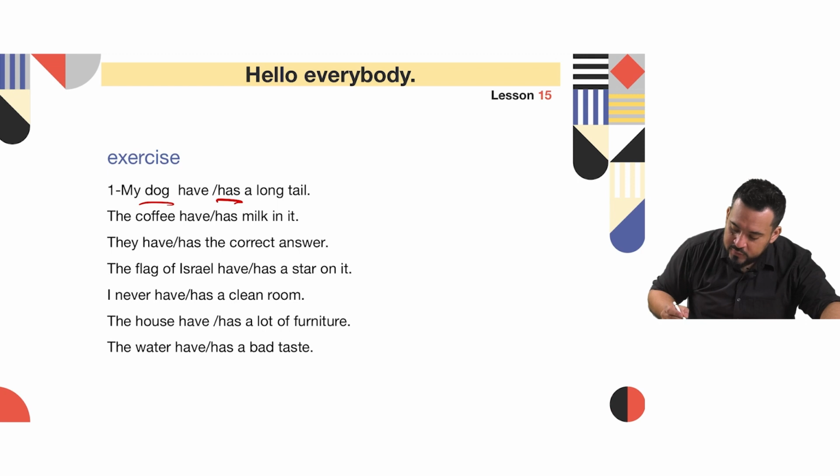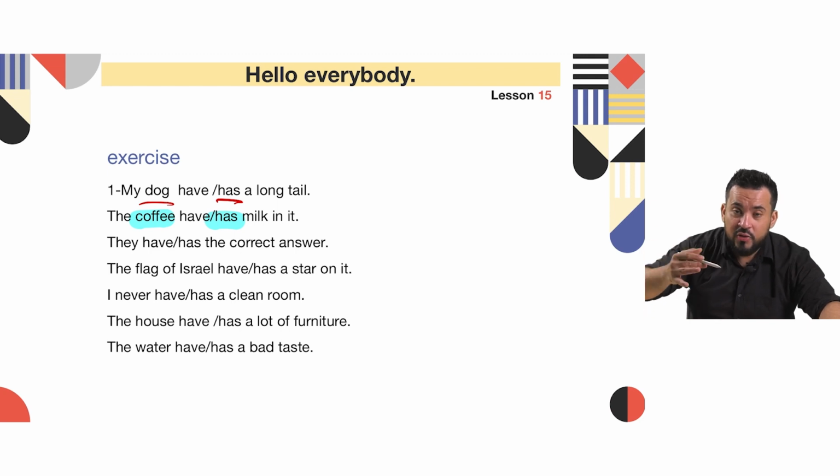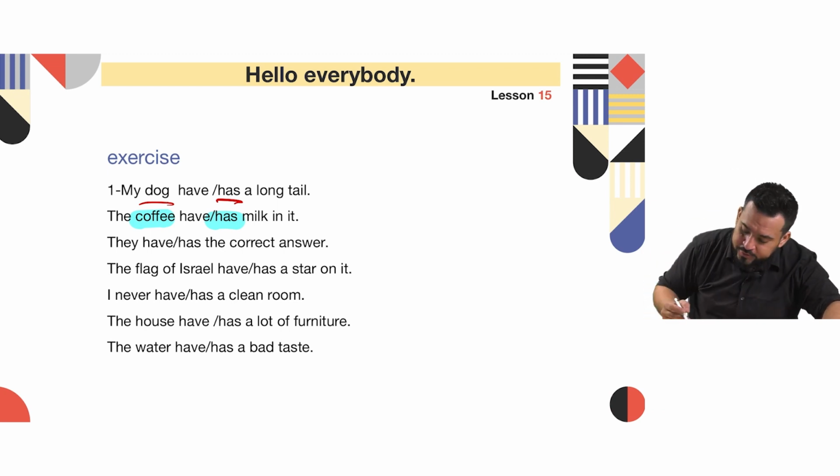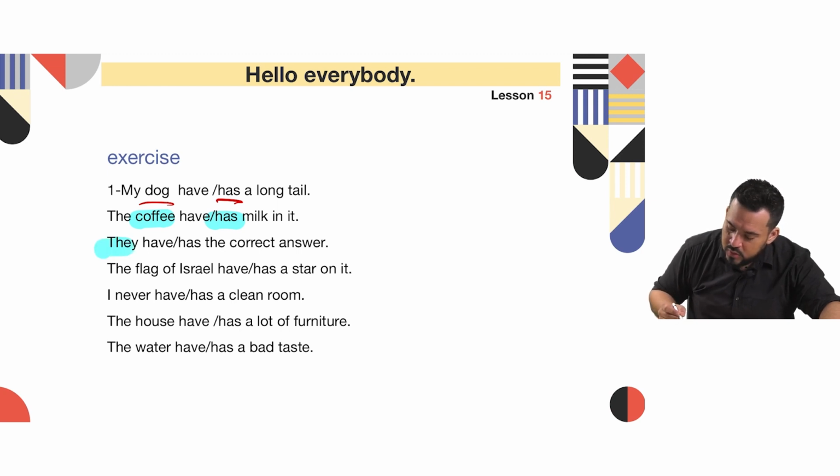The coffee have or has milk in it? The coffee has milk in it because it is uncountable. With uncountable nouns, we don't use have because they don't have a plural form. So we always use the singular form with the uncountable. They have or has? The correct answer, of course, is have because they is plural.